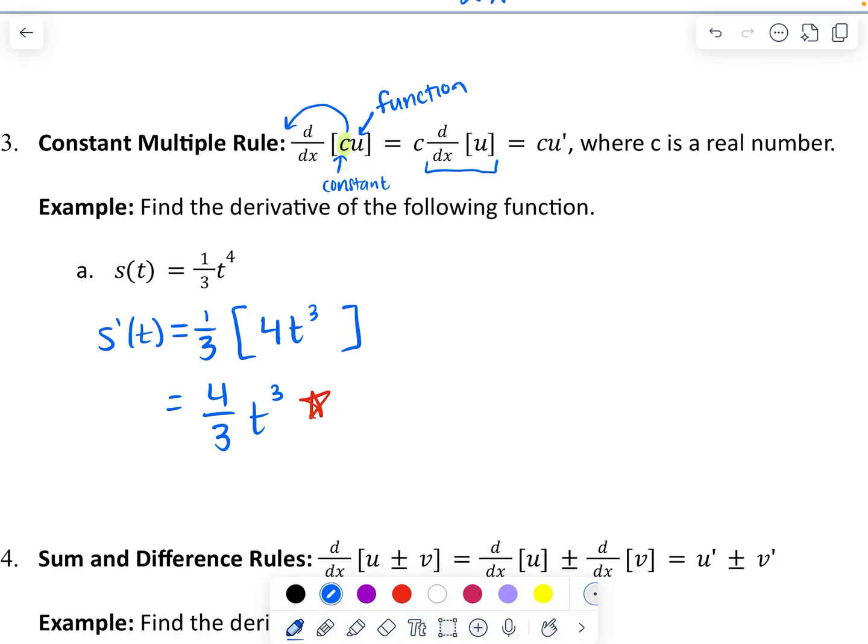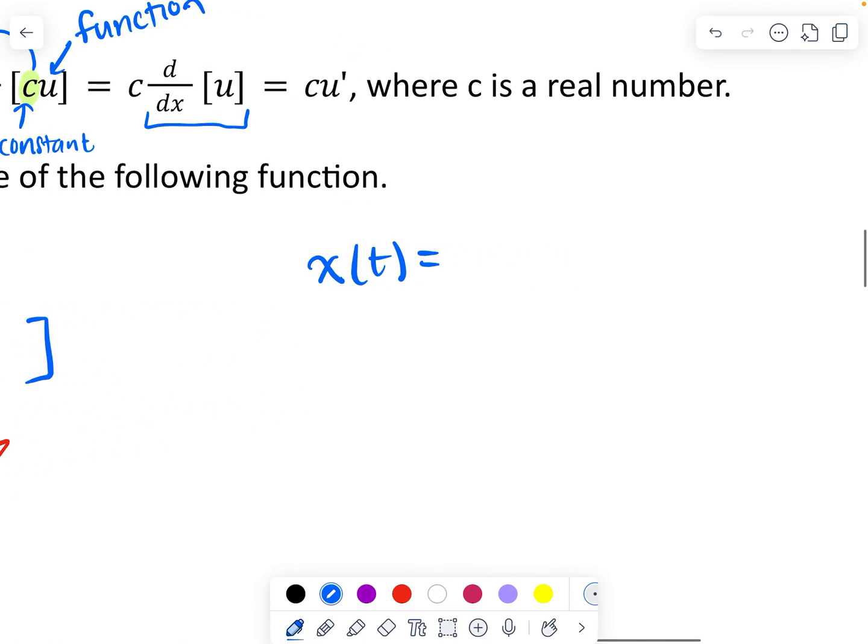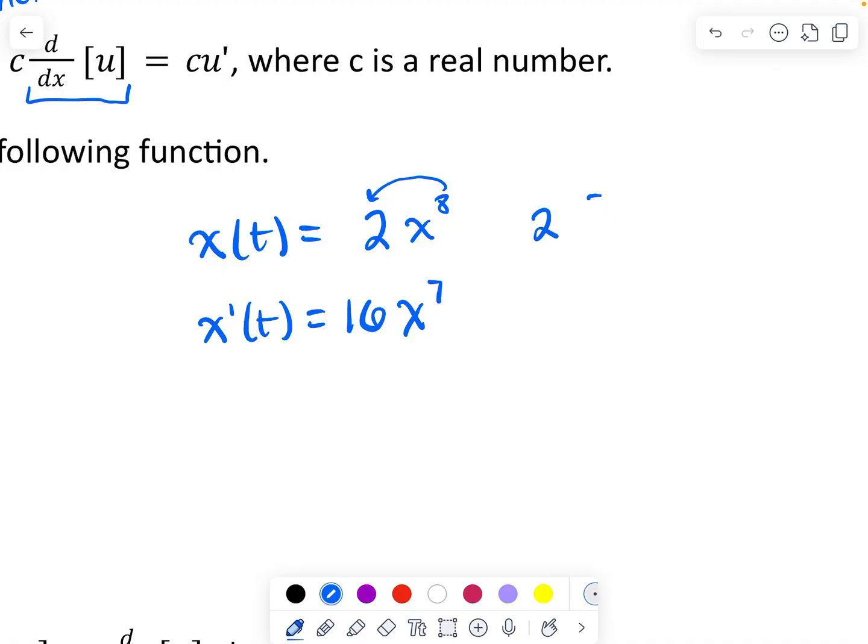So let's do one more. So let's say we had x of t equals, let's say 2x to the 8th power. I would here typically just go straight to doing it. So I'm going to bring the 8 out front. I know that the 2 is staying there and it's getting multiplied. So I just know that that's going to become a 16x to the 7th power. Right, and really what we did is we left the 2 there and we did the derivative. Oh God, that shouldn't be an x, that should be a t. T.